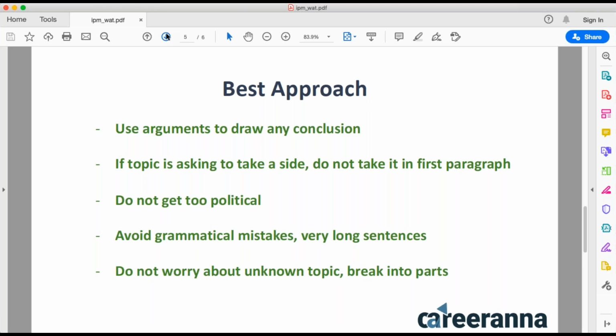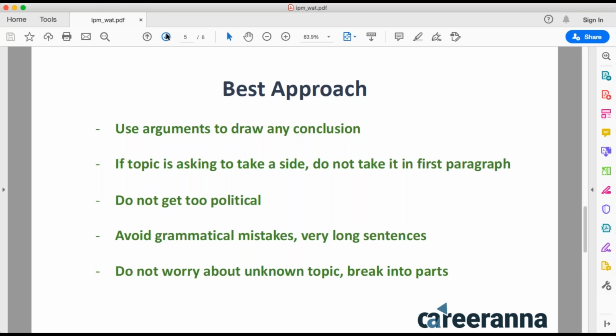Now, as I said, suppose the topic which you get in WAT is, are you in favor of transgender marriage? Suppose this is the topic. You will not start your first paragraph by saying, yes, I am in favor, or no, I am not in favor. No, that's not how you will start. You will introduce the topic in the introduction. You will only use the introductory paragraph to introduce the topic. You will move on to the body part, where you will build your arguments, whether they are in favor or against. Whatever conclusion you have to put up, you will put it in the concluding paragraph based on the arguments which you have already mentioned in the body part.